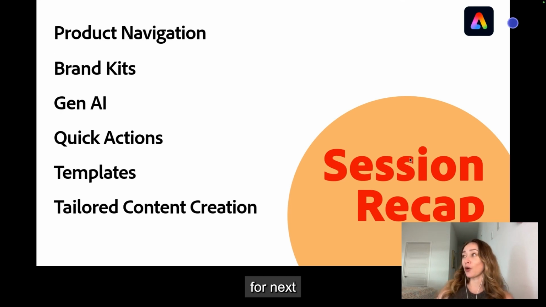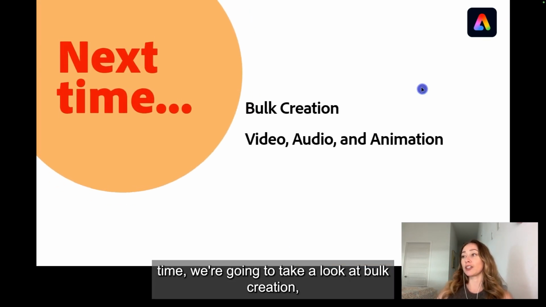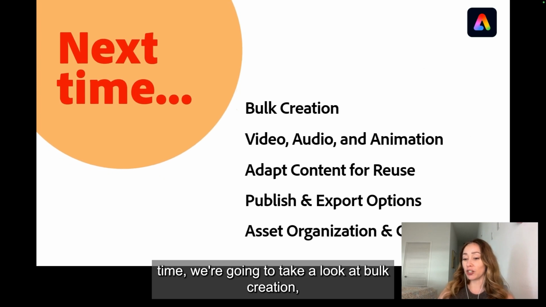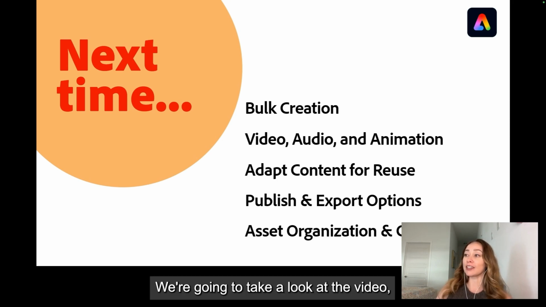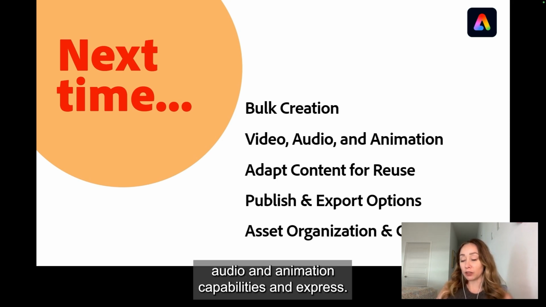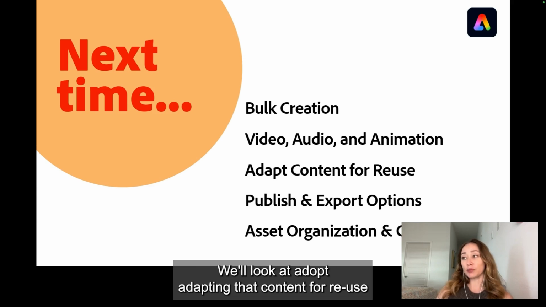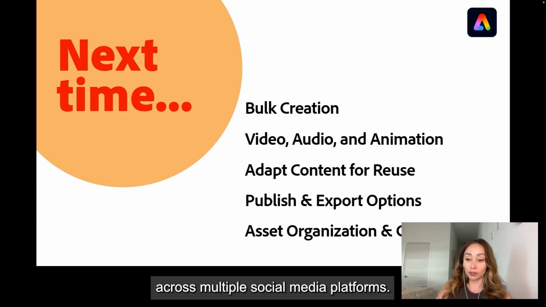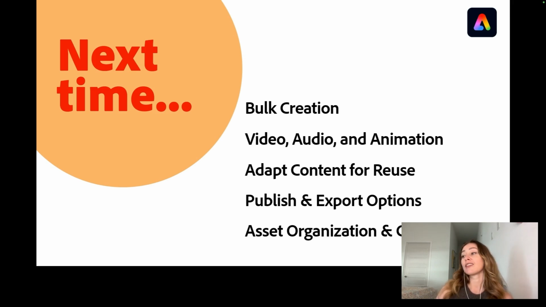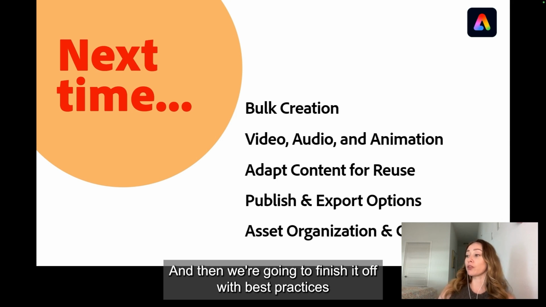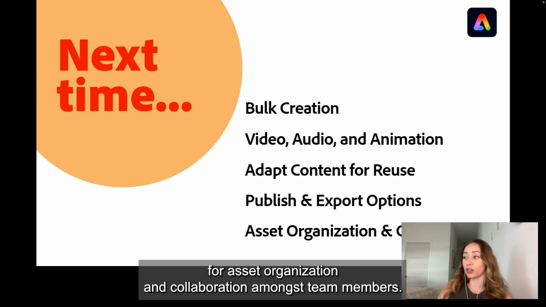Okay. For next time, we're going to take a look at bulk creation, where you can create one project with up to 99 pages. We're going to take a look at the video, audio, and animation capabilities in Express. We'll look at adapting that content for reuse across multiple social media platforms. We'll take a look at publishing and exporting options available in Express. And then we're going to finish it off with best practices for asset organization and collaboration amongst team members.